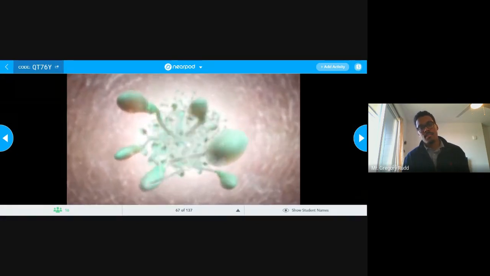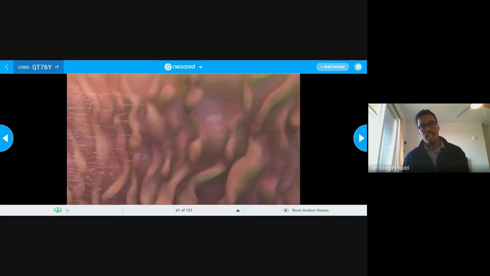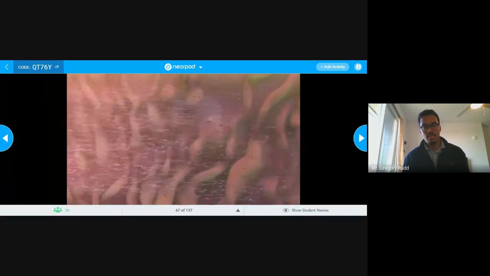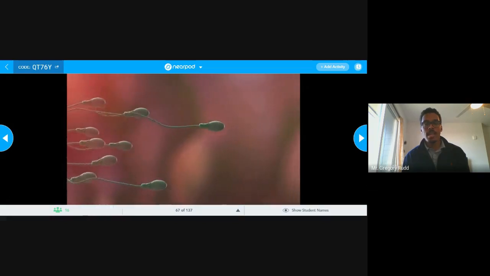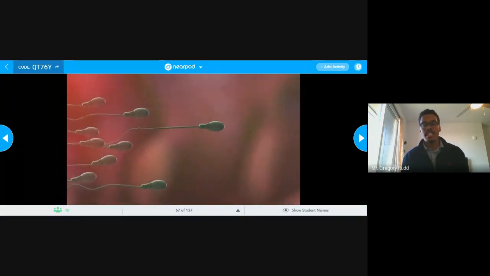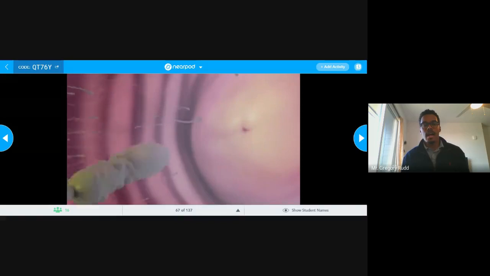So this is the process of fertilization. You can see those flagella propelling the sperm cells. Now this is also demonstrating what I said is chemotaxis. So they are sensing in their environment where the egg cell is.